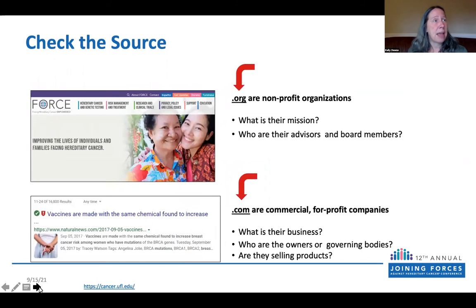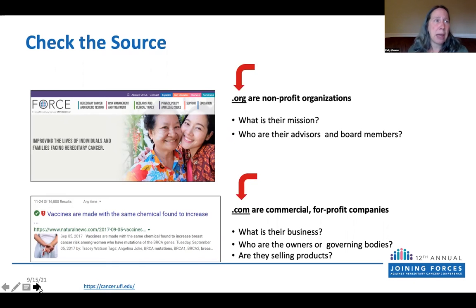.org at the end of a website indicates it's from a nonprofit organization. And I've put FORCE up here as an example. I think we're a very reliable source for all of our X-ray reviews. I'll note that we use external, independent scientific review of all the articles we put out as a way to try to make sure we're being clear and valid in our information.